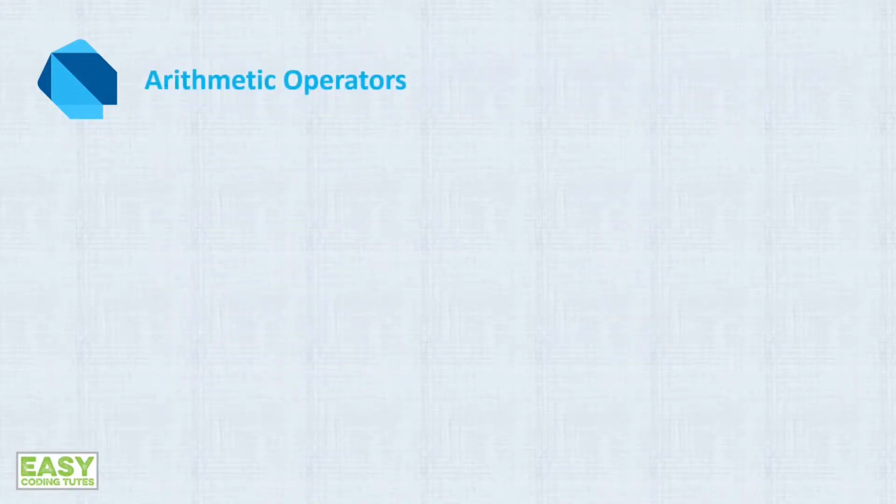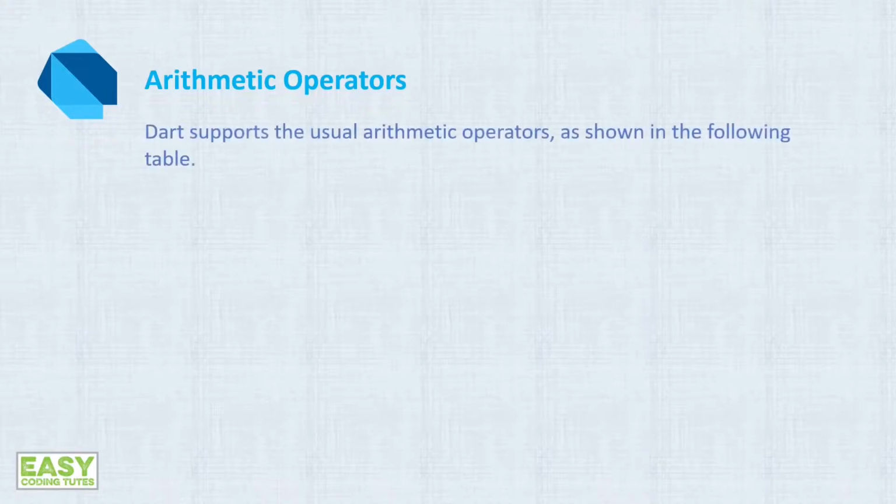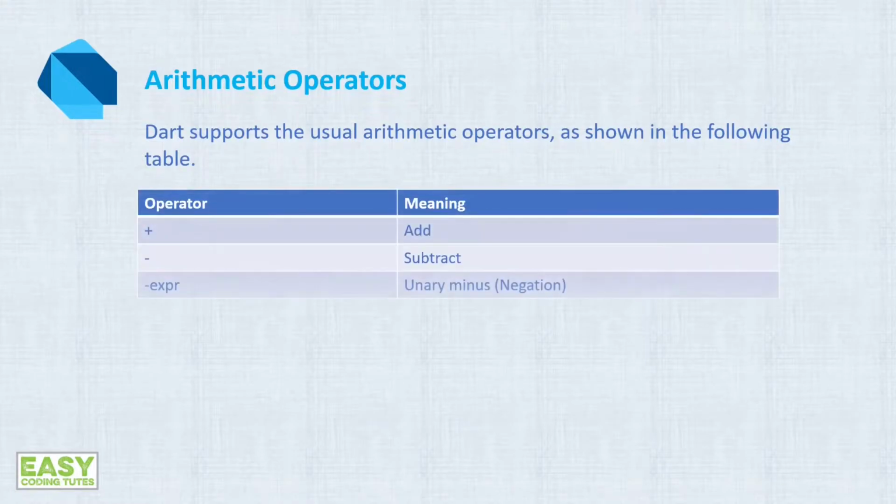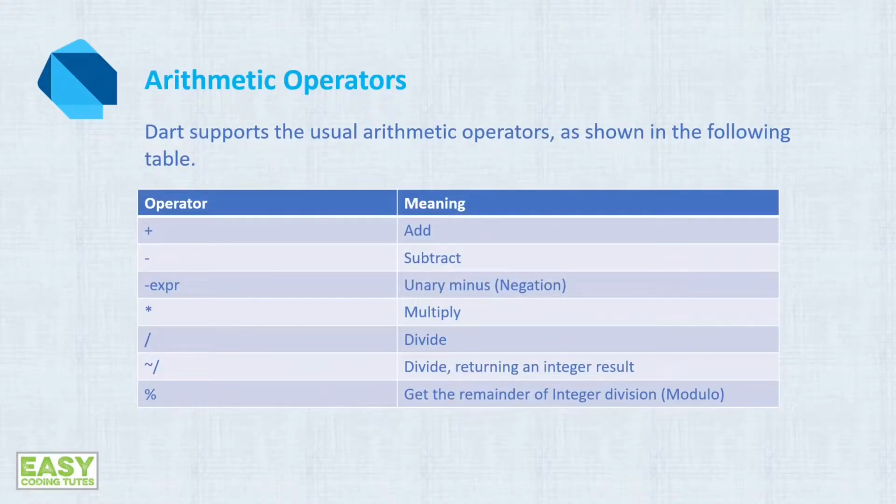Arithmetic operators. Arithmetic operators are the most common operators that are used to perform addition, subtraction, multiplication, division, etc. Dart supports the usual arithmetic operators as shown in the following table. So here we have multiple operators with their meaning. So these are all arithmetic operators.